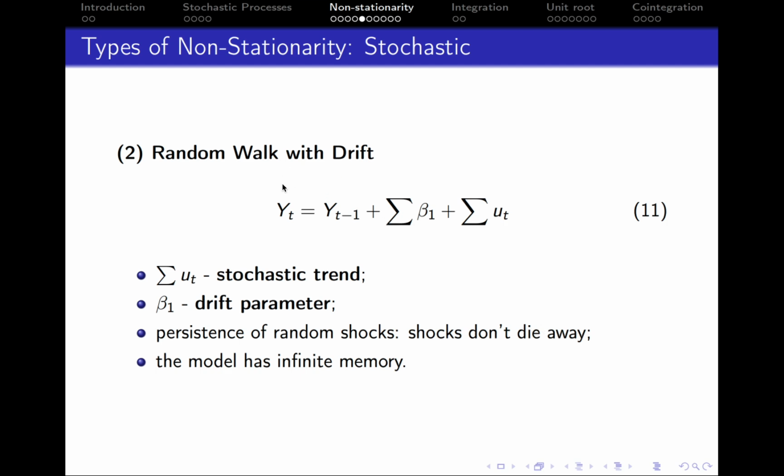So we get that the random walk with drift has now two trends. It has stochastic trend, the same as the one from the model of the random walk without drift, and we've also got another trend where beta 1 is a drift parameter. So once again, in this model, the shocks do not die away, they stay in the system, they are persistent, so we say that the model has infinite memory, and we also have a drift, so the constant value.